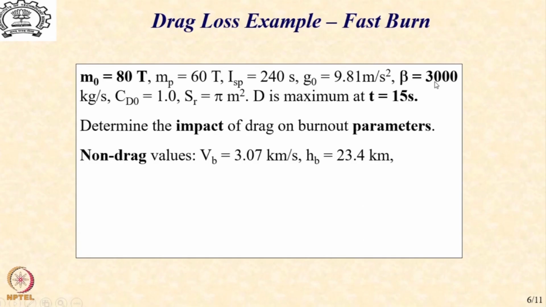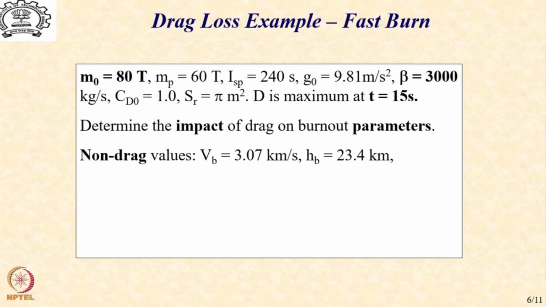This time we take a significantly higher burn rate of 3000 kgs per second, which is 5 times more than what was there in the previous case. You will immediately realize that if you are going to burn at 3000 kgs per second, all the propellant will get burnt in 20 seconds itself. So in this case, we make a stipulation that the drag peak will occur somewhere around 15 seconds, which is in the lower atmosphere, and we are going to assume that this should again be roughly around 10 to 12 kilometers altitude.